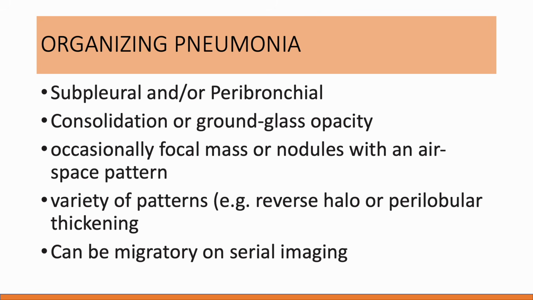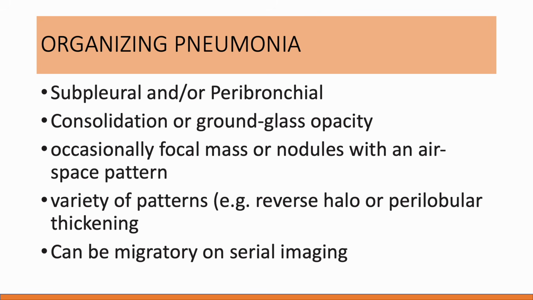In organizing pneumonia, we expect subpleural and sometimes extension to peribronchial or it could be peribronchial consolidations or ground glass opacities. Ground glass or consolidations, again, subpleural or peribronchial. And as I told you when we were talking about PPFE, here, again, it could be subpleural just like that.